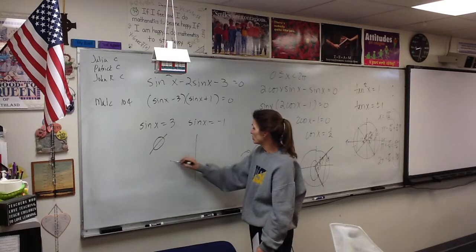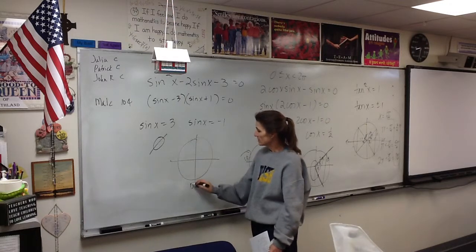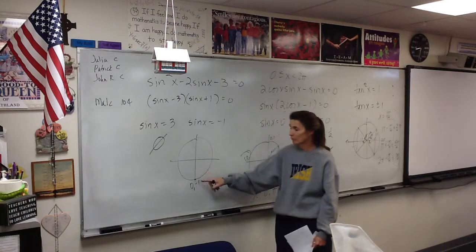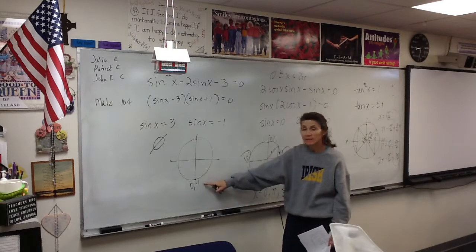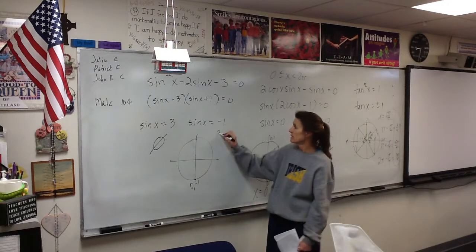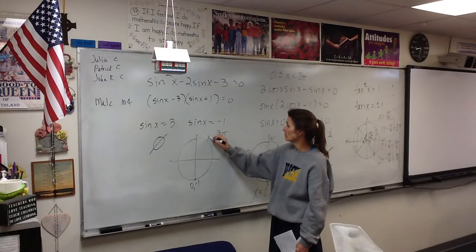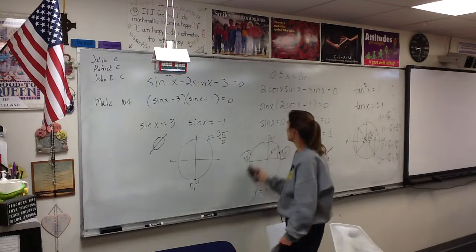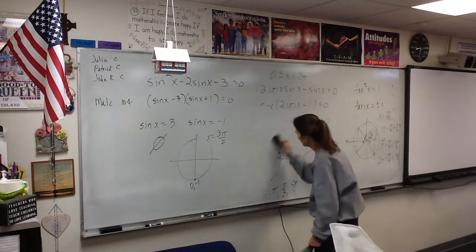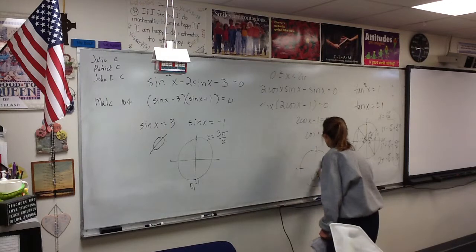Negative 1 is one of those special angles. The sine is negative 1 right here. This is where the sine, or y, is negative 1. So that's 3 pi over 2. So this problem ended up having just one answer, and it was 3 pi over 2.